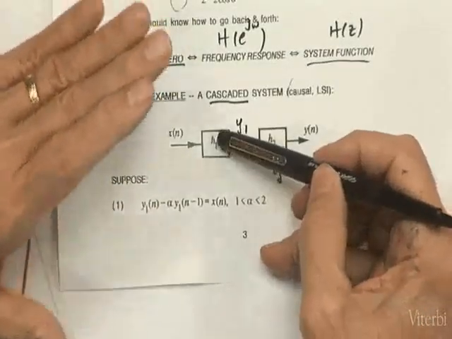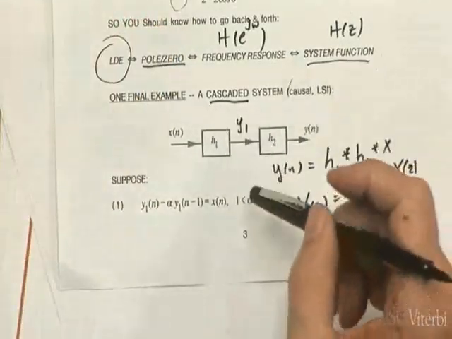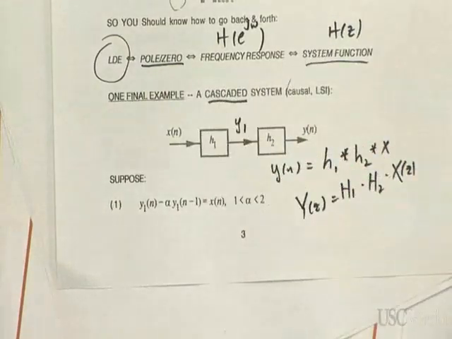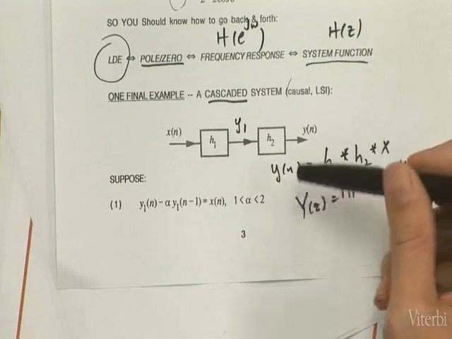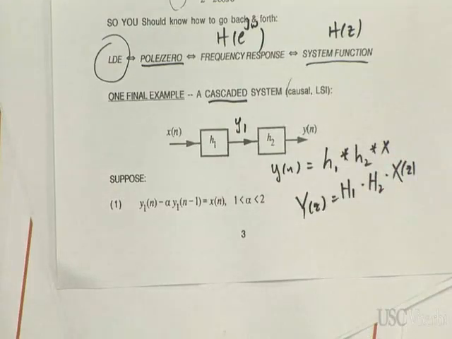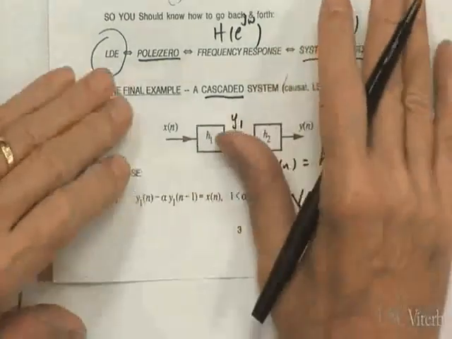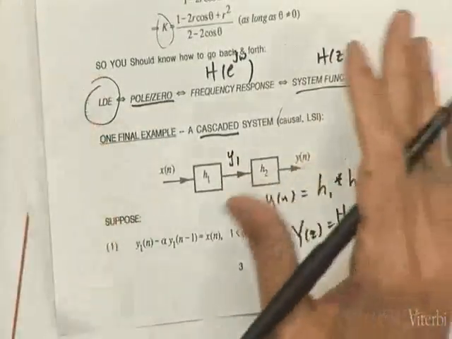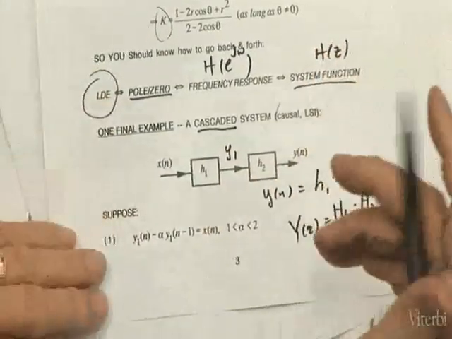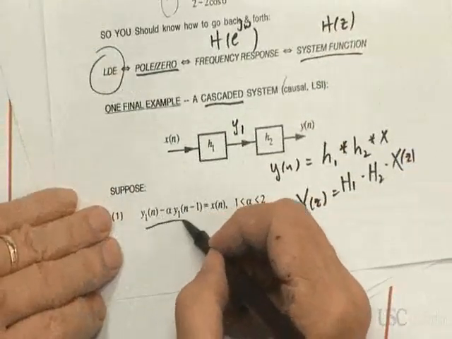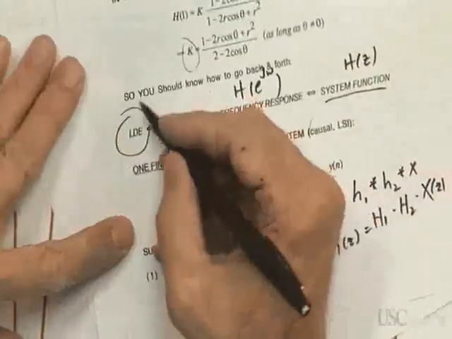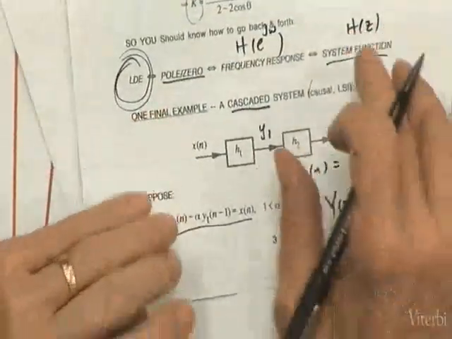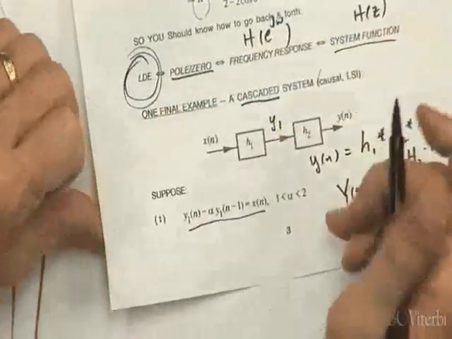I'm not going to tell you what H1 is directly, but I will tell you the difference equation that this filter satisfies. Okay, so that's the trick. You have to learn all the different ways of getting information, and get comfortable translating those into the other form. So I'm going to start you out with the difference equation, and then we will get to the system function.